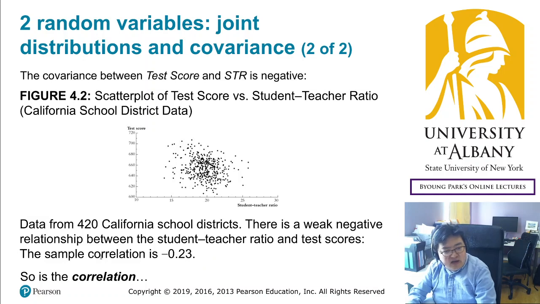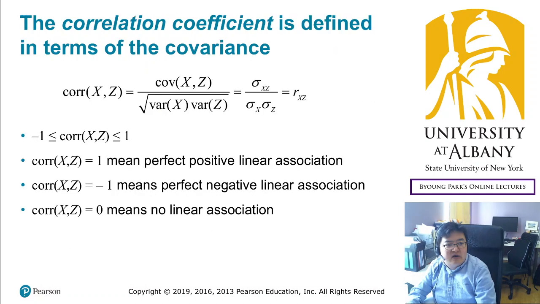I think it's a typo. I'm not so sure. I didn't calculate the data, but anyhow, the covariance should be negative, and if you calculate the correlation coefficient, it is minus 0.23. That is defined this way. So the correlation coefficient is a standardized covariance. So standardized covariance is the correlation coefficient.